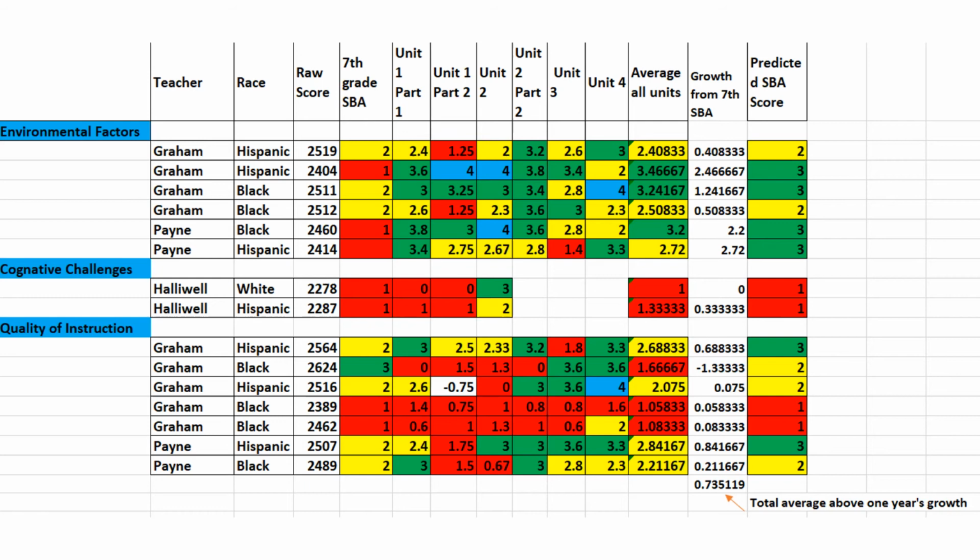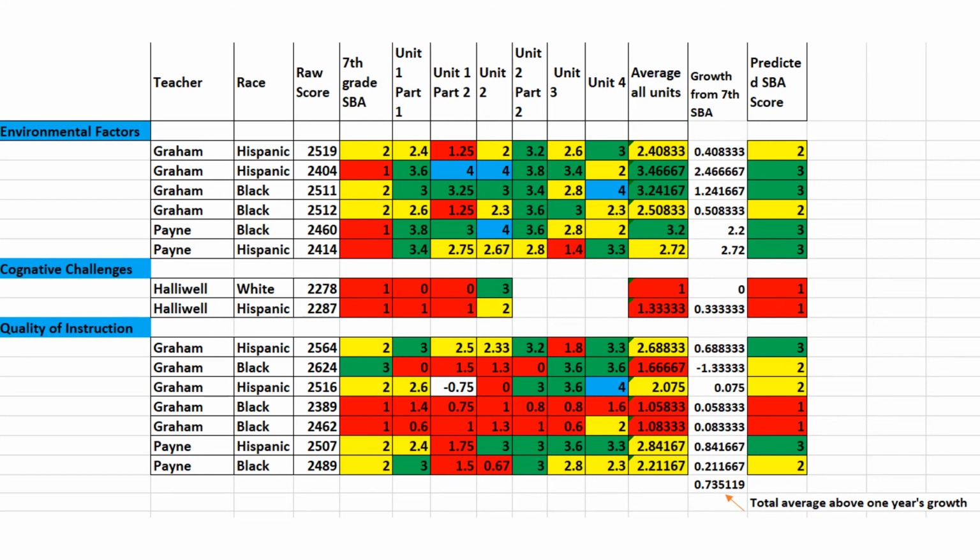All right, so here comes the data crunching. I took the names off of this because I wanted to really be able to focus on the data. As you can see here, I split these groups into the three: environmental factors, cognitive challenges, and quality of instruction. Here is the raw score, in case anyone's curious. This is the 7th grade SBA score we started out with. And then here we have 1, 2, 3, 4, 5, 6 summative assessments that happened before the school closure.